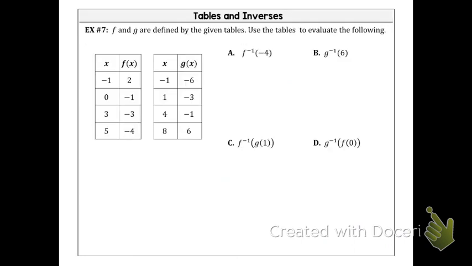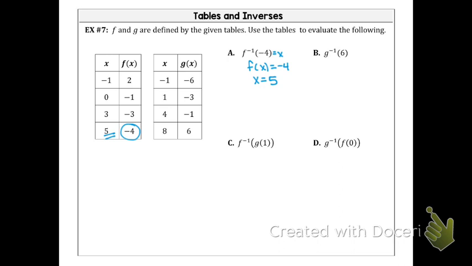All right, so tables and inverses. So F and G are defined by the given tables. Use the tables to evaluate the following. So the inverse of F of -4, remember then this is our output, so we're looking for the input. So this means F of X equals -4. So what is our X value? So go to your F table, find where your output is -4, and you can see your input is 5. So X is 5.